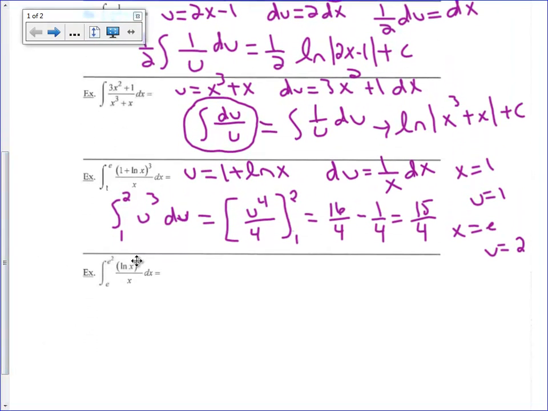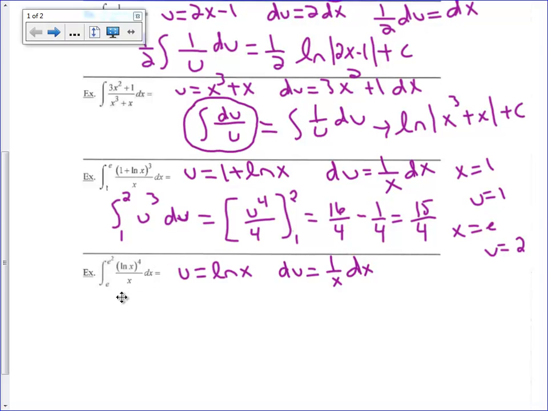Another example, you have a fraction, but the denominator is not 1 degree larger than the numerator. So this might not be u prime over u. Seeing I've got something in parentheses to a power, you should probably try to let u equal whatever is in parentheses. U equals the natural log of x. So du is going to equal 1 over x dx. And that's nice because that's exactly what I have left over.